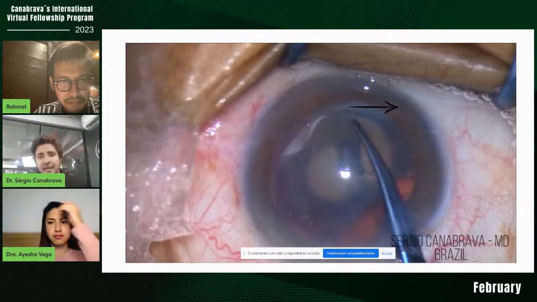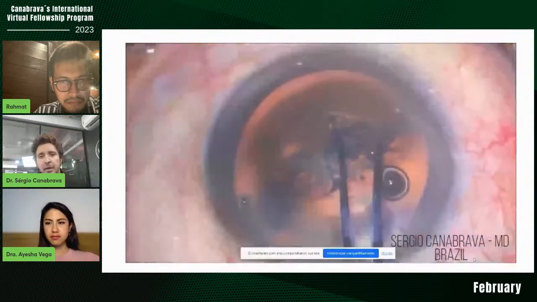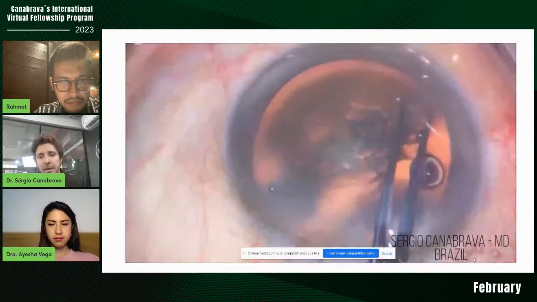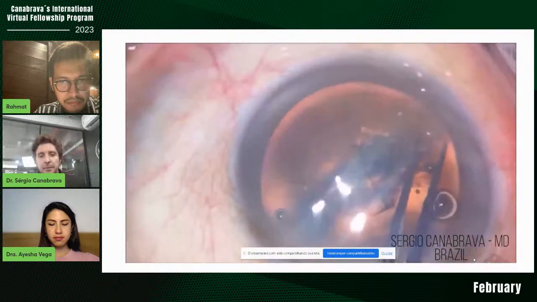Capsule stay in the zone. Now you can redirect the flap and pull back. Okay? When you do it, you can rescue your rhexis. It is an important point here.